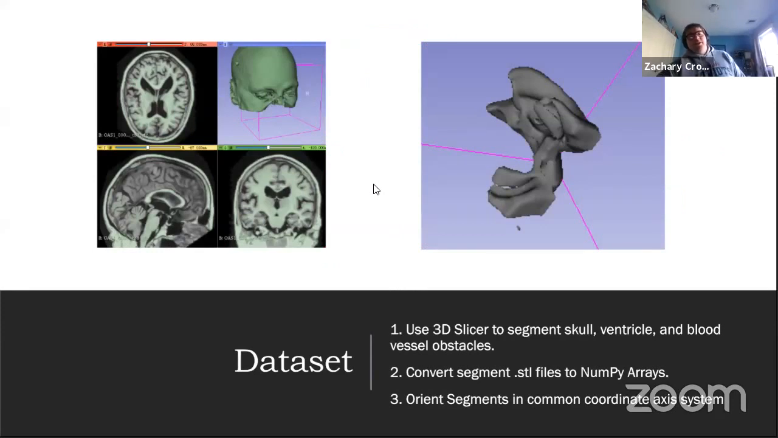The first thing we had to do was figure out how to get all this data into something we can work with. We have these MRI objects, and we use 3D Slicer to segment out the skull, ventricle, and blood vessels, or really any obstacles. Then we had to go from STL files to NumPy arrays, because STL files in Python are read as a mesh, so there's not much you can do as far as finite points to work with. So we converted those to NumPy arrays of points, and then we oriented the segments together on a coordinate axis system so that everything spatially makes sense.